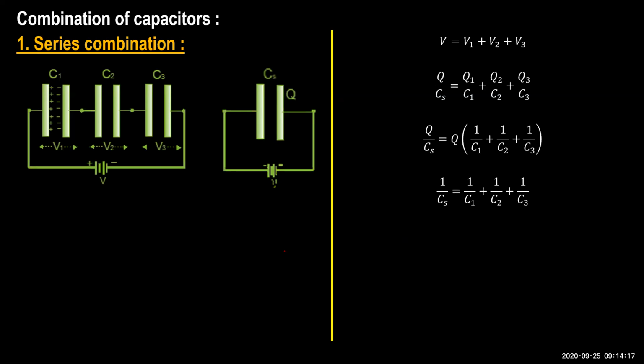Dear students, I told you that the combination of capacitors is necessary whenever we don't get a single capacitor of the required value. In that case, we have to combine two or more capacitors together so that the combination of those two or more capacitors will do the same work as that of the single capacitor.